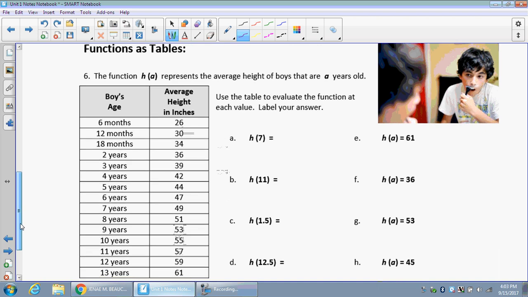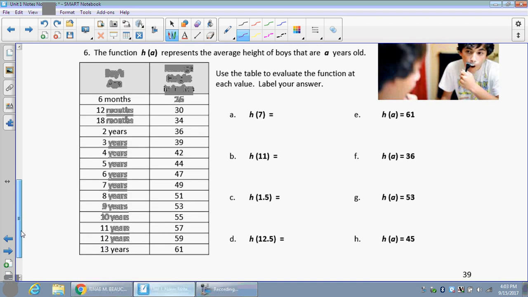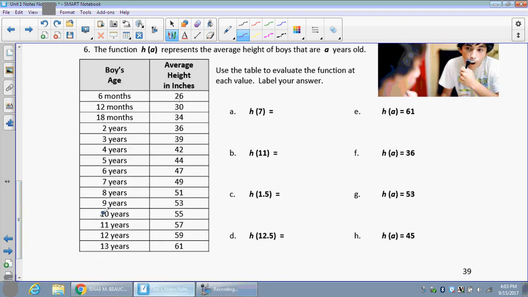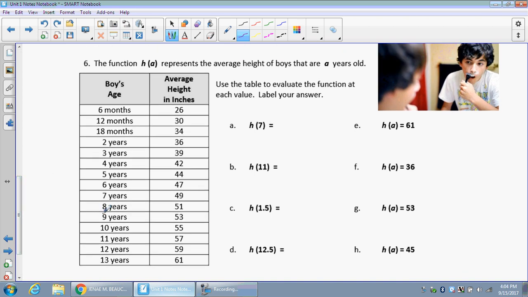Moving on to talk about tables. Tables is great because we actually have no math to do. This is purely a, hey, check it out. I've got this list of inputs and I already have my data, my y values have already been input into this table. So let's read it. The function h of a, notice how I read that, h of a represents the average height of boys that are a years old. Use the table to evaluate the function at each value. Label your answer.